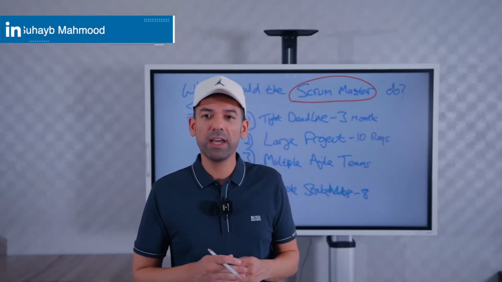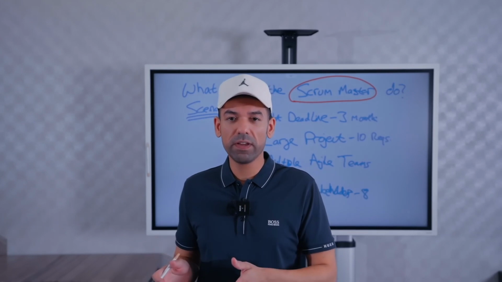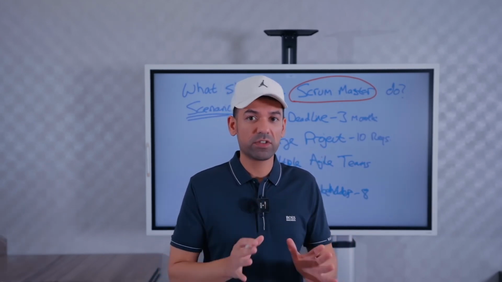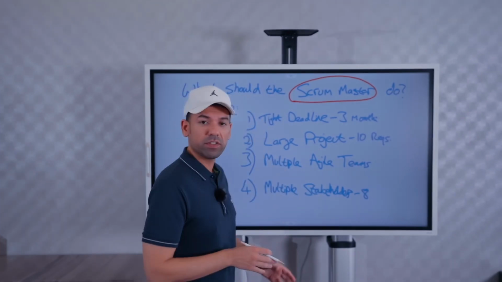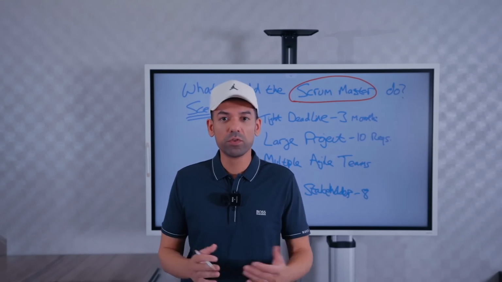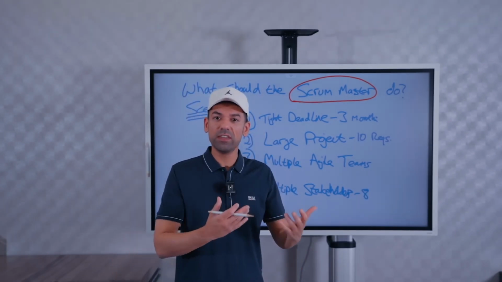Today we're going to be looking at a very specific example based on the Scaled Agile Framework that's going to help a lot of Scrum Masters understand why this is a critical framework to look into. I have a scenario here which was sent in to me by one of my avid viewers of my channel, and it goes, what should the Scrum Master do in this instance?